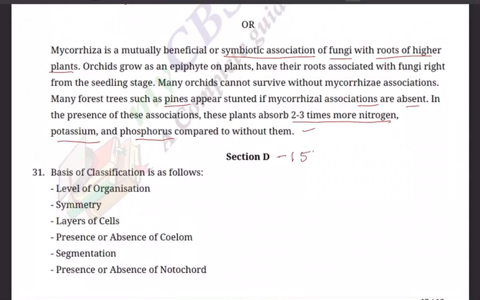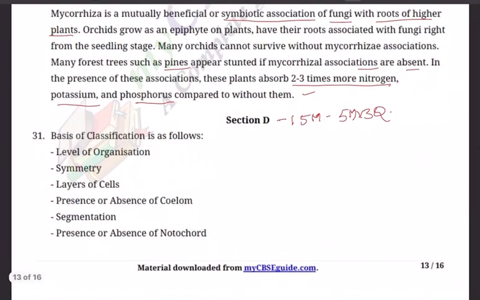Now we move to section D, which consists of 15 marks, with 5 marks each, and there will be 3 questions. Of course, internal choice will be there for every question. So question number 31: what are the bases of classification of the animal kingdom? Give detailed levels of organization.